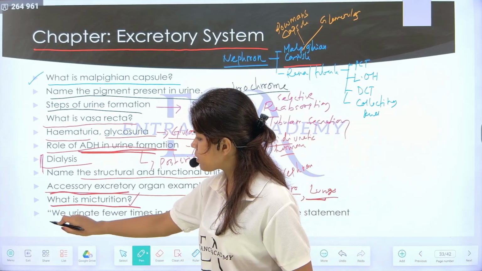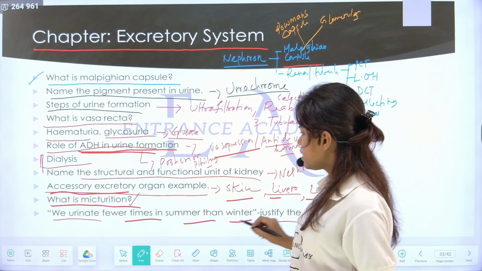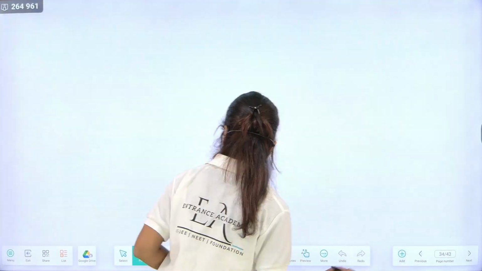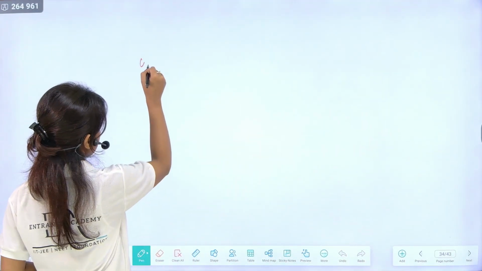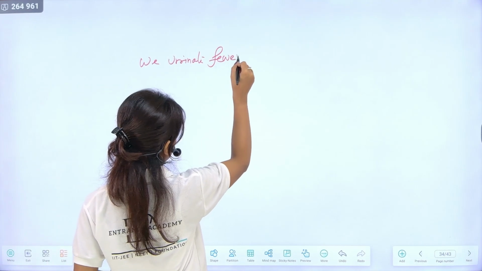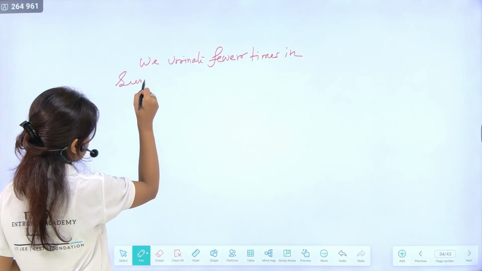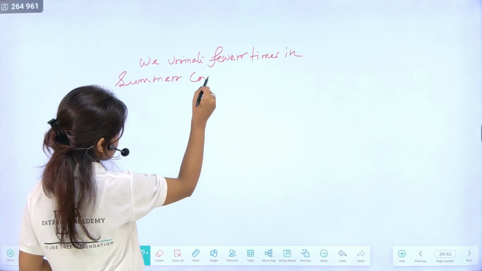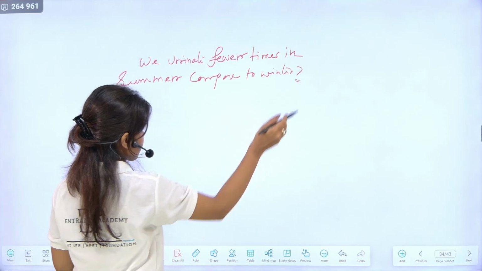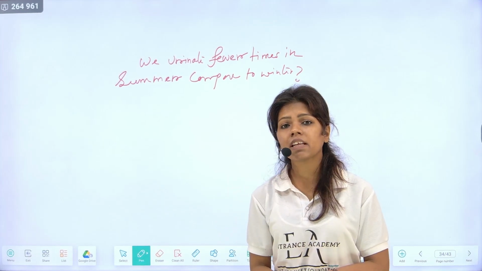And the last question from this chapter: we urinate fewer times in summer than winter. Justify the statement. This is another very important question which can come from this segment. We urinate fewer times in summer compared to winter. Why? Because during summer time, we can release water in various different ways.